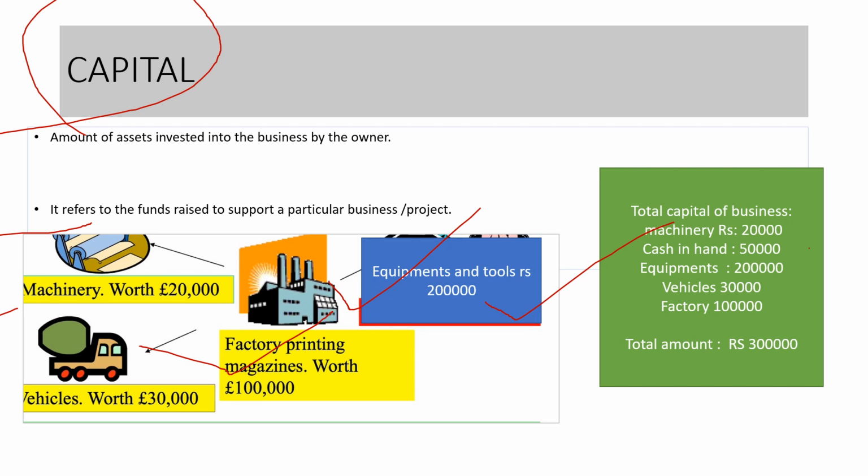That is, cash in hand available with the owner, then machinery, then your equipment, and then your vehicles and your factories. These are all added together to calculate an amount called capital.